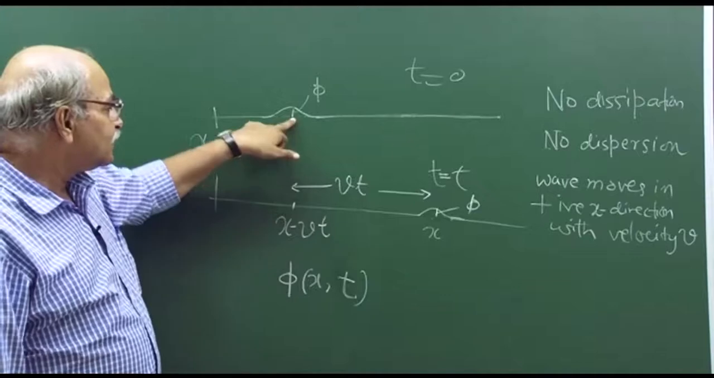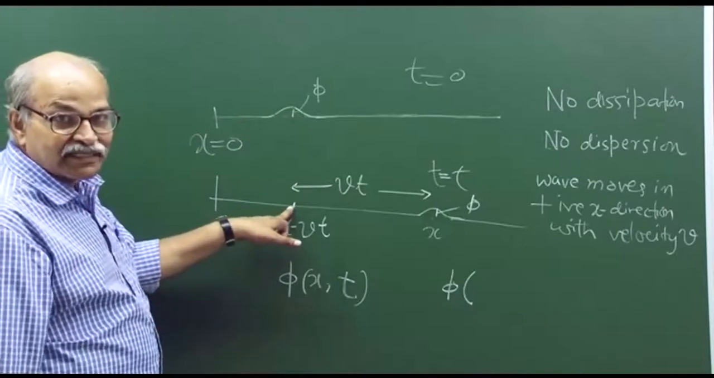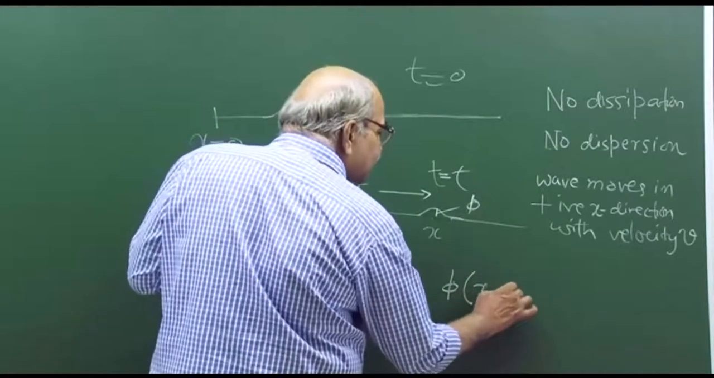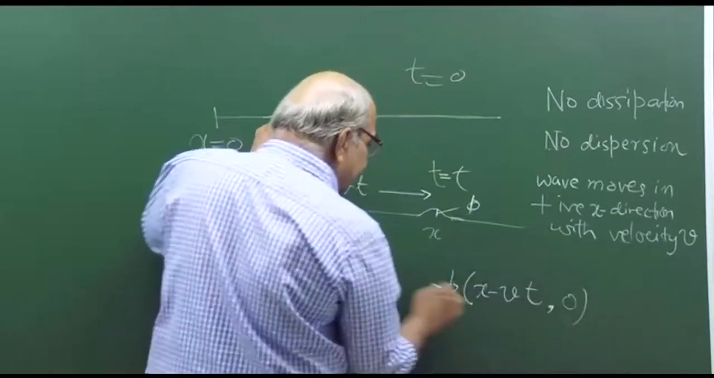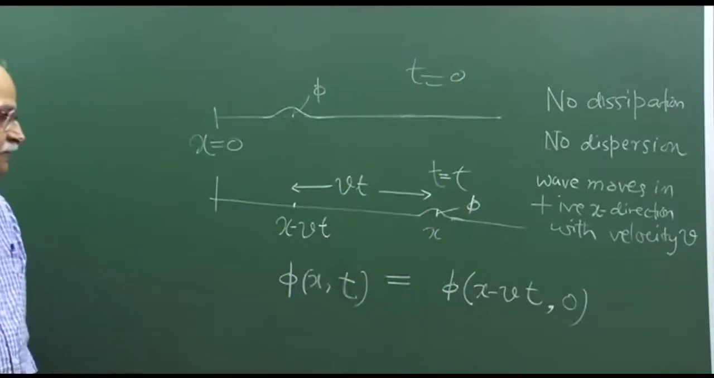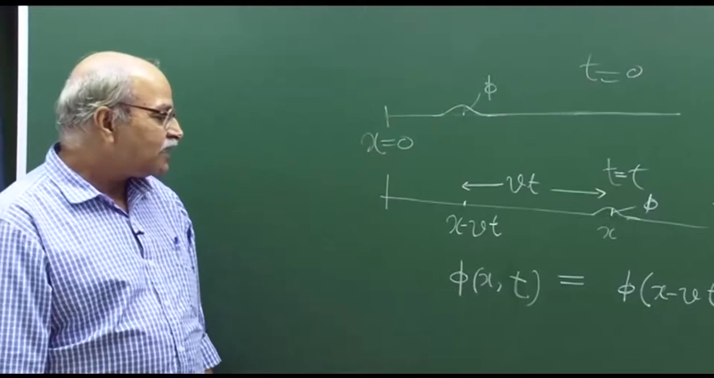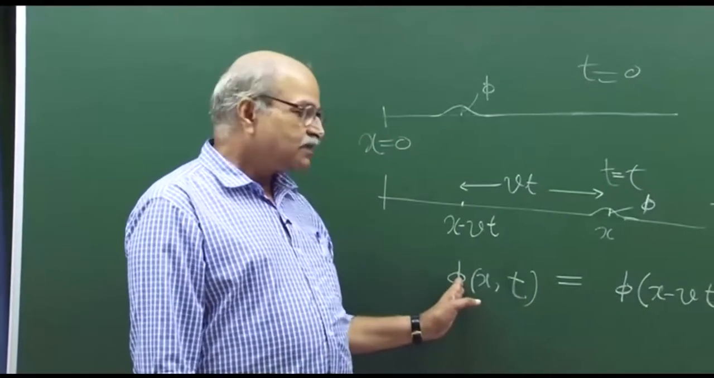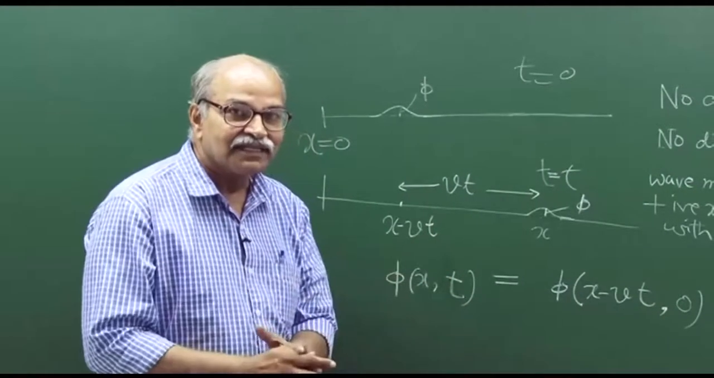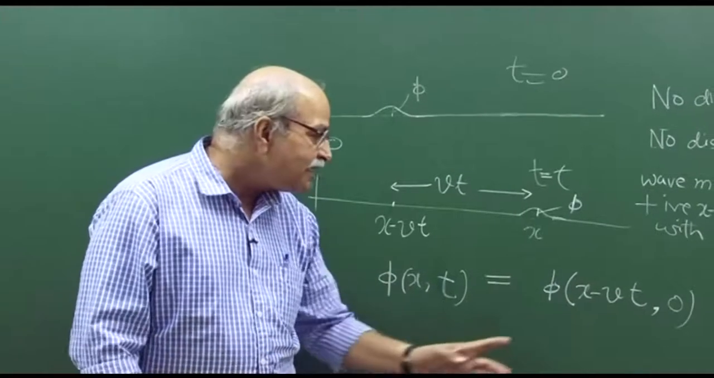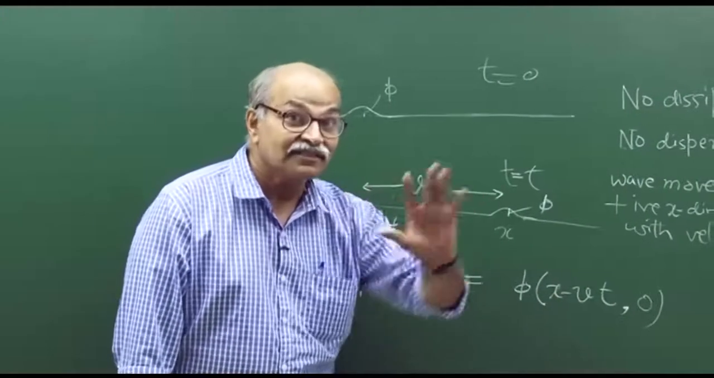And for this, what do I write? This is phi, which position? This position is x minus vt. So left of the comma x minus vt, and right of the comma the time is 0. And these two are the same under those assumptions. So this tells us a very interesting fact, that the general expression for disturbance in terms of x and t must have x and t coming only in this combination. x and t must come as the combination x minus vt and nothing else.